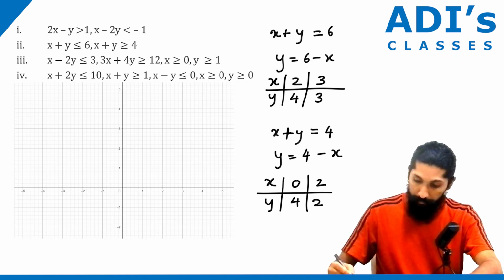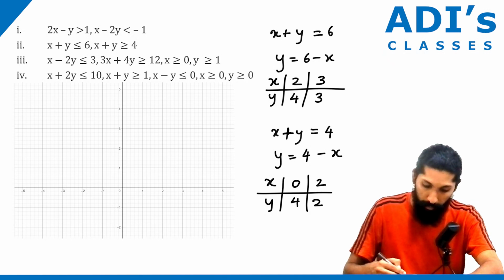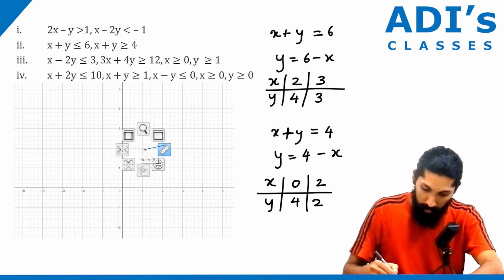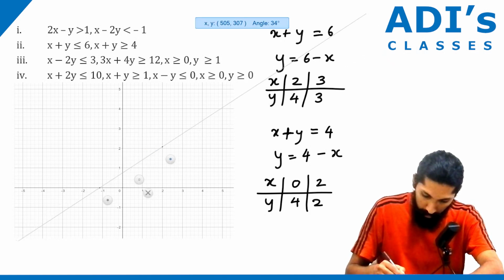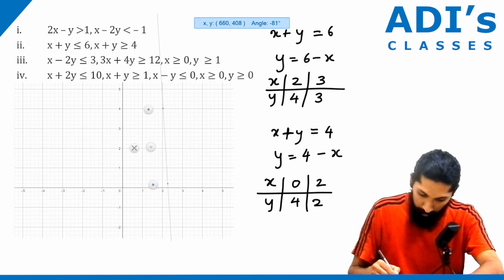Let's plot it here. In the first case, when x is 2, y is 4. So we got this point. The next one, when x is 3, y is 3. When x is 3, y is 3, it's going to be a line like this.